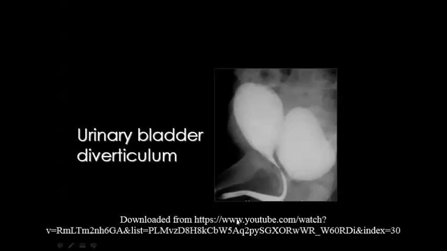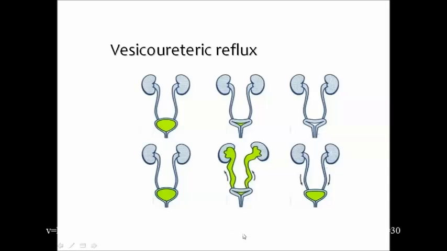And this is an example of vesical diverticulum. This is the urinary bladder connected to the urethra, and this is an outpouching from the posterior wall of the urinary bladder filled with contrast, diagnostic of vesical diverticulum.